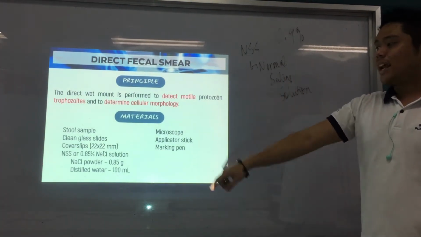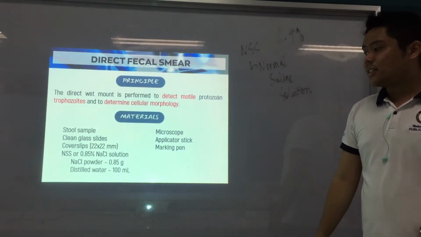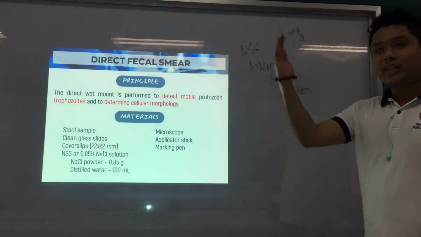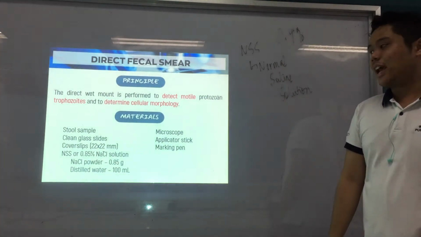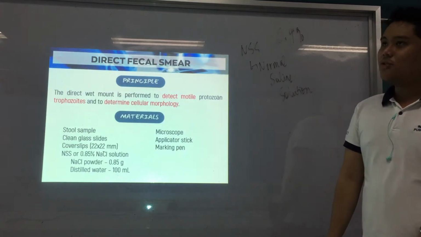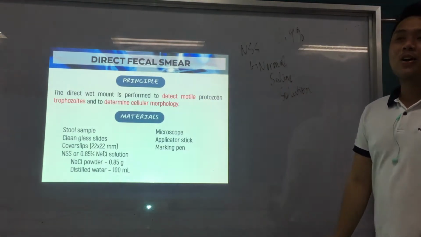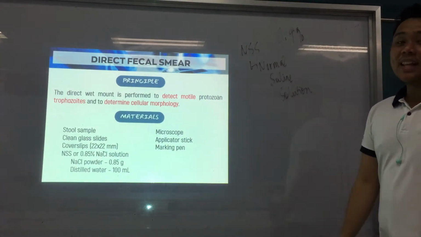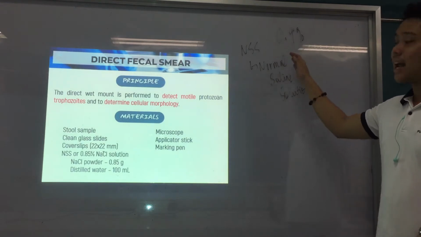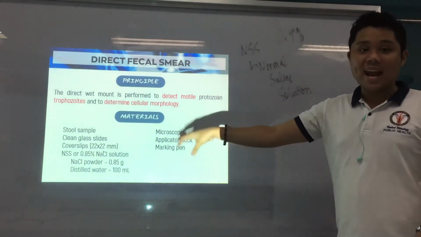How do we prepare that reagent? NaCl powder, 0.85 grams, and distilled water of 100 ml. So, 0.85 over 100, that's 0.85%. Anyway, 0.85% NaCl solution, or 0.9, or your NSS, the normal saline solution. So that's the reagent that we use.